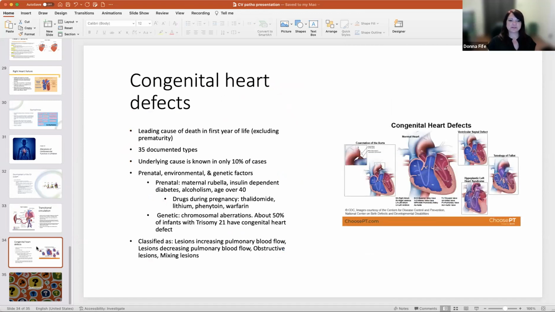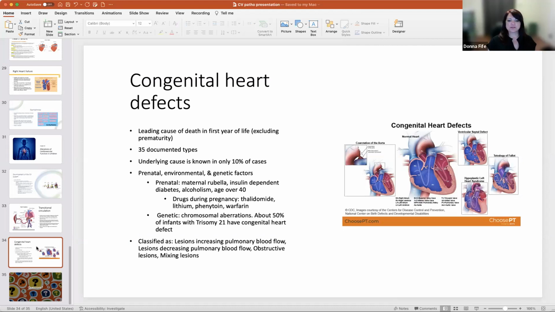Congenital heart defects are the leading cause of death in the first year of life, except for those that are born prematurely. There are 35 documented types of congenital heart defects, and the underlying cause is only known in about 10% of the cases. There are prenatal, environmental, and genetic factors involved. Prenatally, some issues can be a mom who has rubella, a mom who has insulin-dependent diabetes, alcoholism, or advanced age over 40.